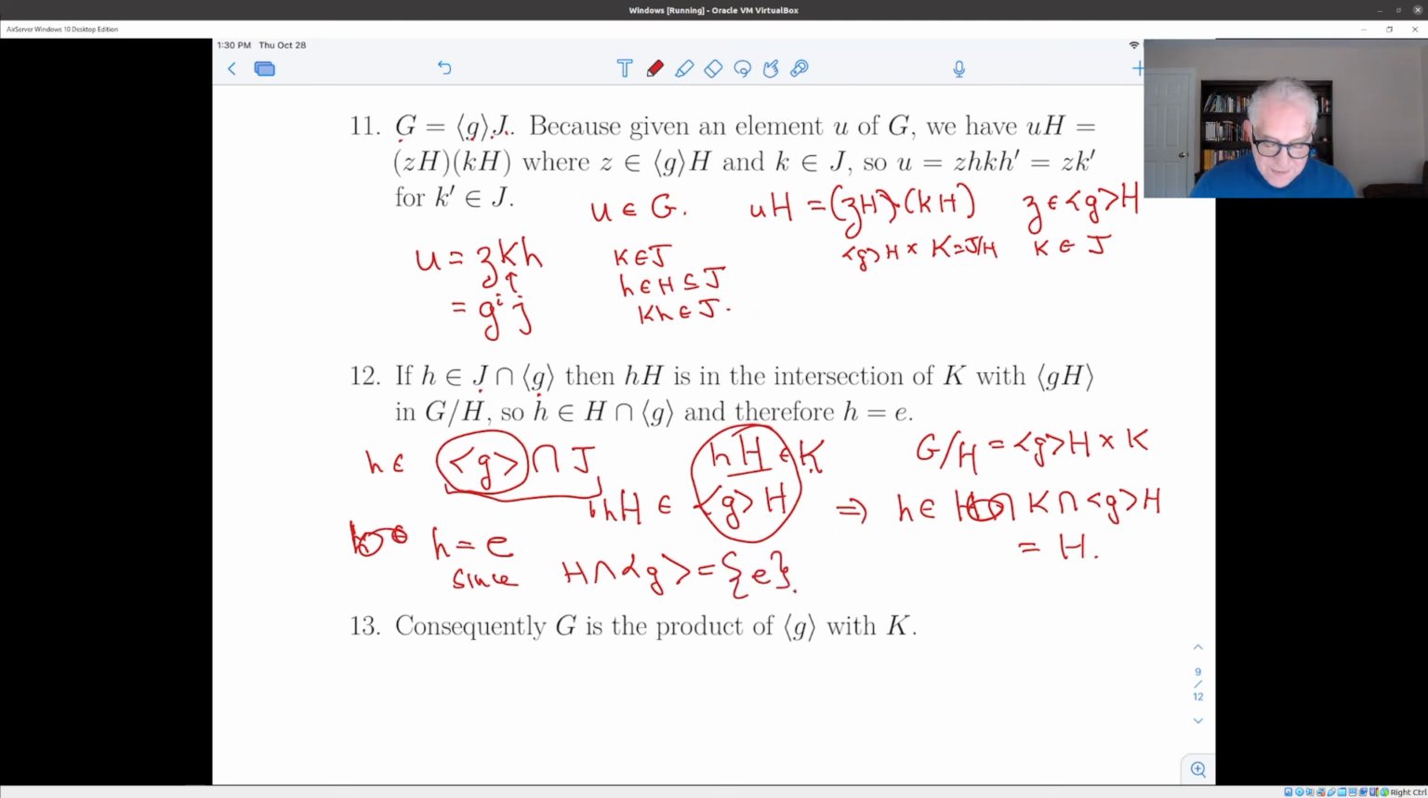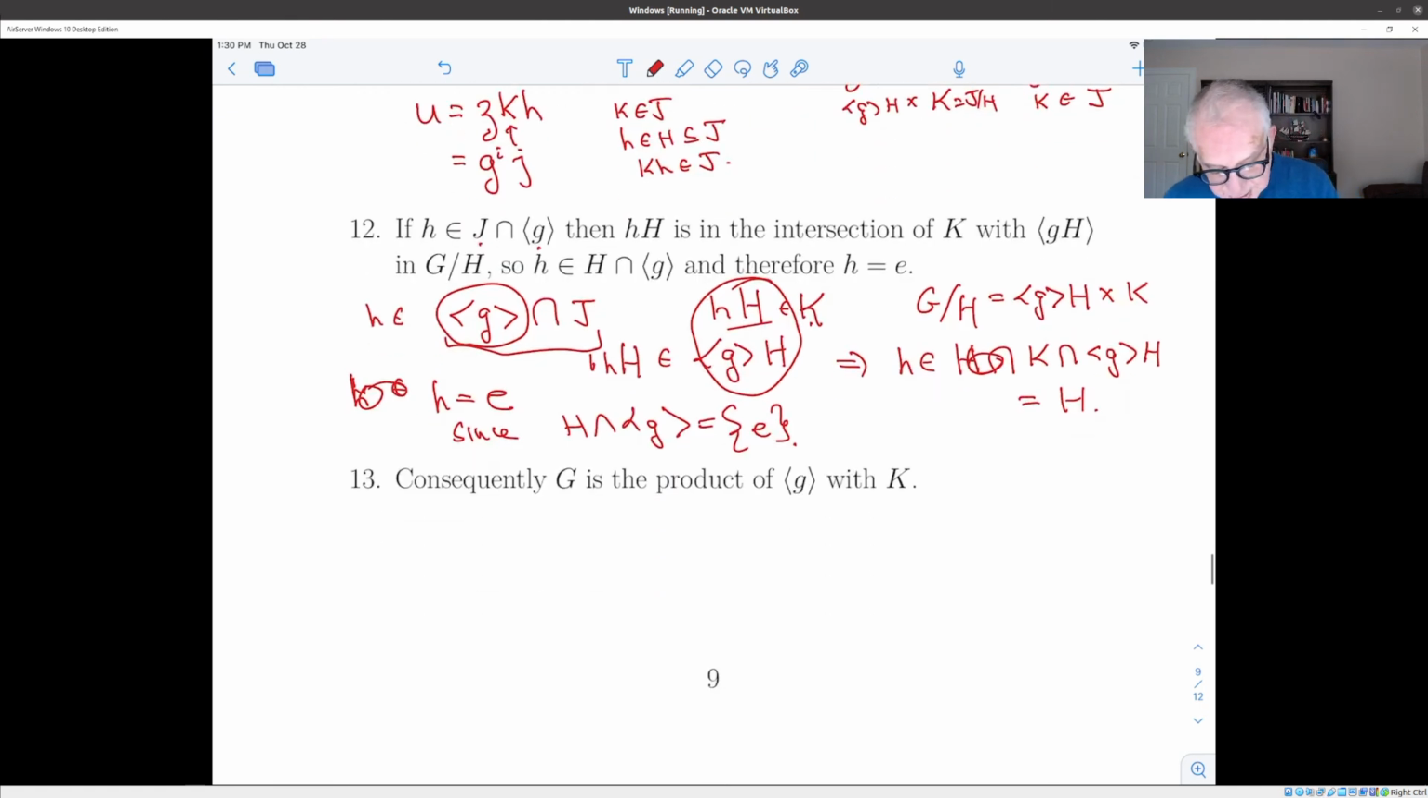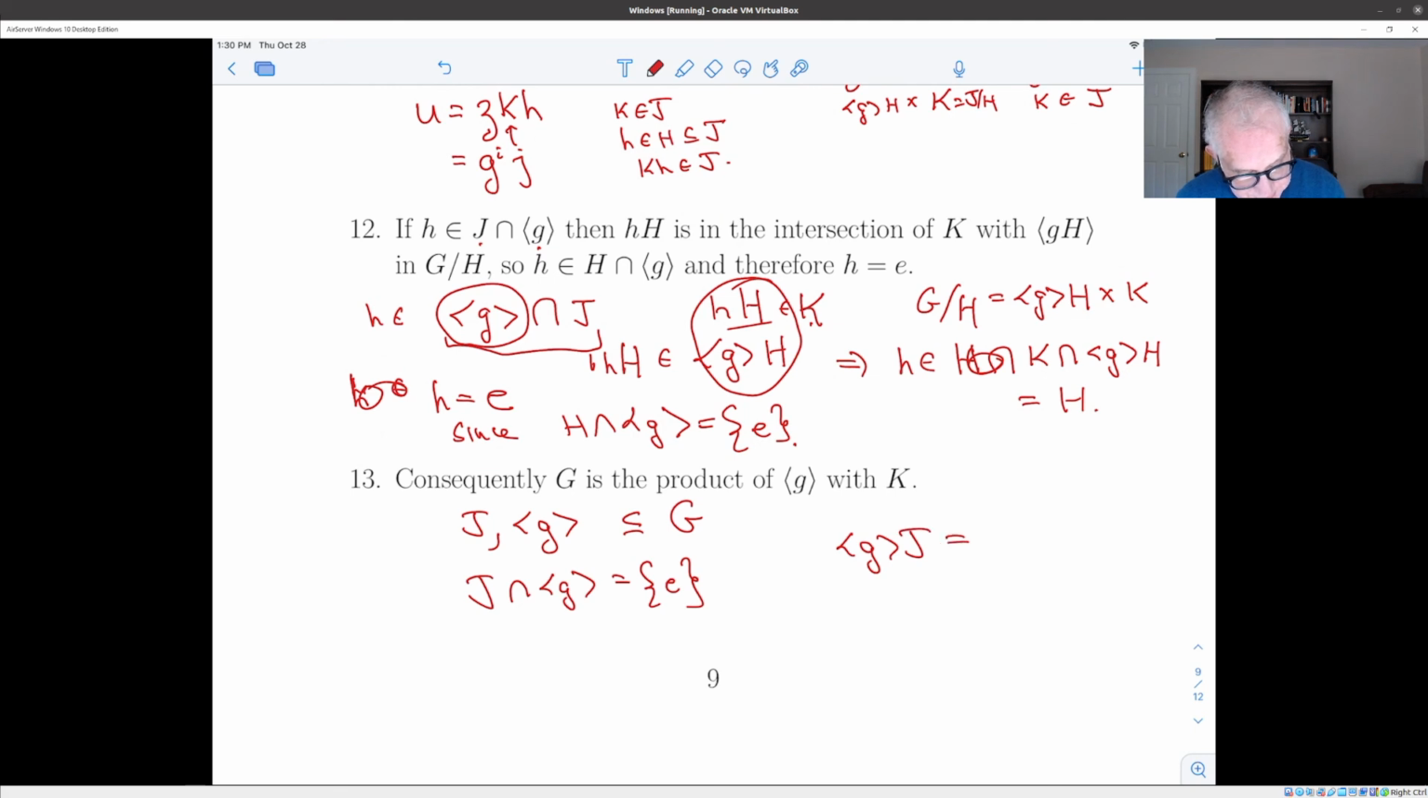So what we've finally shown is that we have two subgroups, the cyclic subgroup generated by g and this mysterious group J, which are contained in the group G. Their intersection is trivial, and together they generate the group. And that's exactly the situation of saying that G is the internal direct product of these two things, namely G is isomorphic to the product of the cyclic group and J. And that's what we were trying to show. So we've successfully split off a factor.